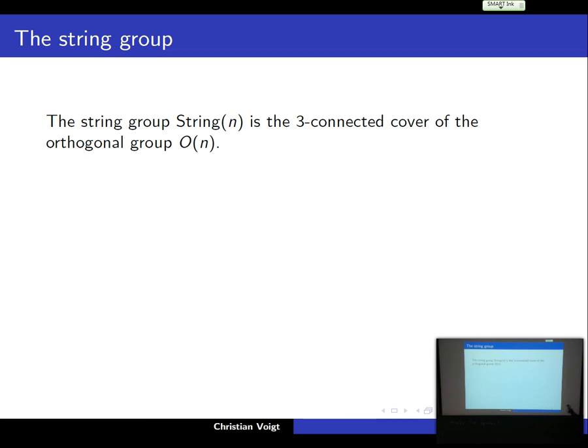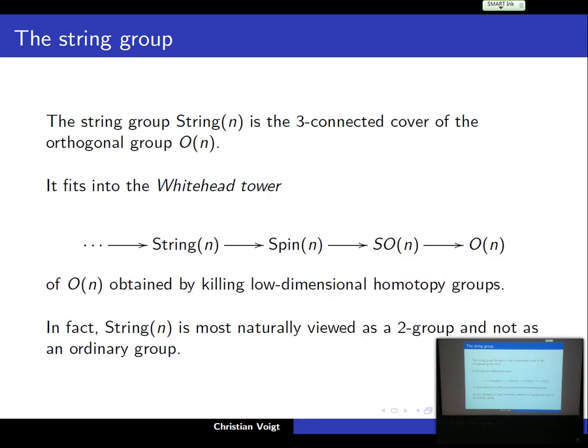It is closely related to the string group. So the string group, what is the string group? It's the correct replacement of the spin group in finite dimensions. And technically it's obtained by going one step further in the Whitehead tower of O(n). So you kill the first three homotopy groups of O(n), and then you arrive at this group String(n).